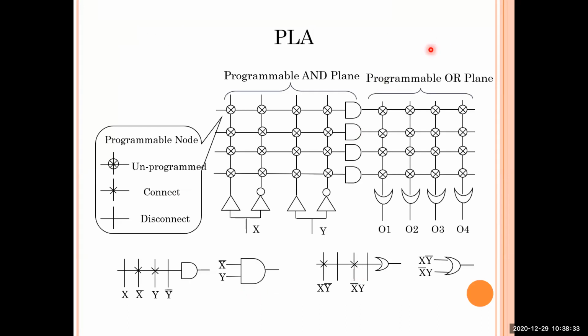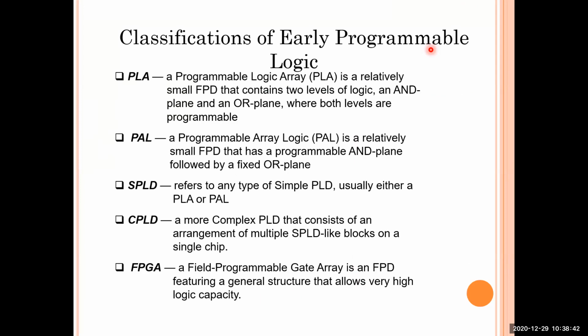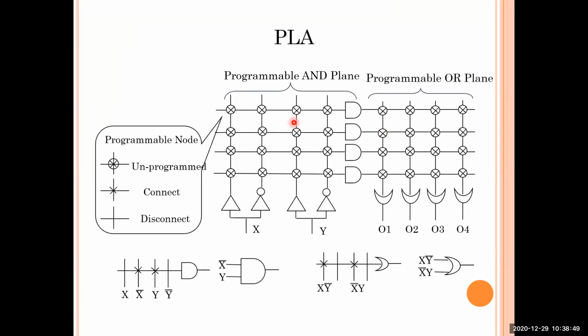Now let us enter into PLA. In the PLA, this is the design which I was talking about. Just now we have seen that in the PLA, both the AND and OR planes are programmable. This is how the structure looks: a programmable AND plane and a programmable OR plane. If you are using this kind of notation, it is called an unprogrammed notation.